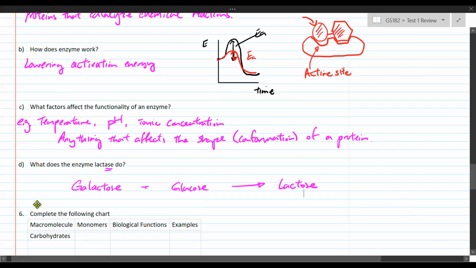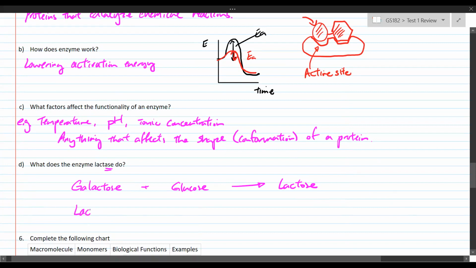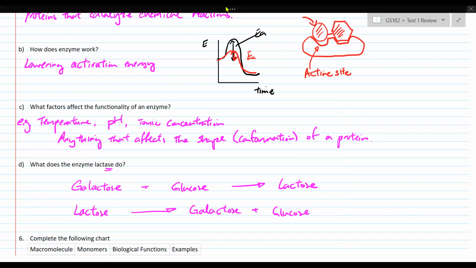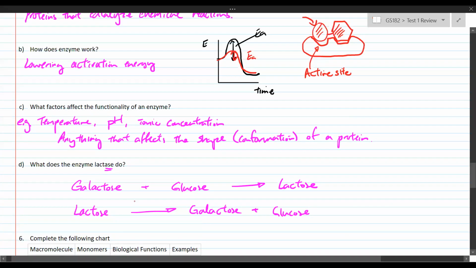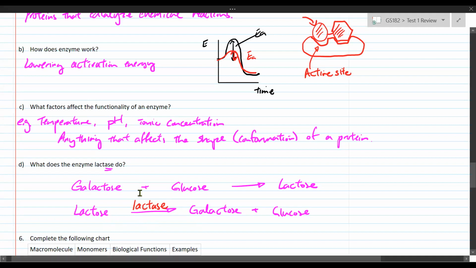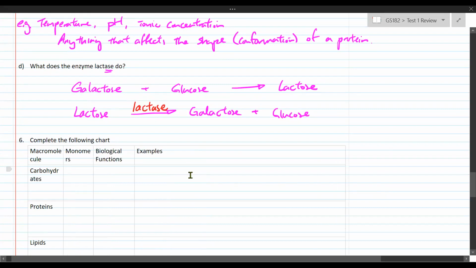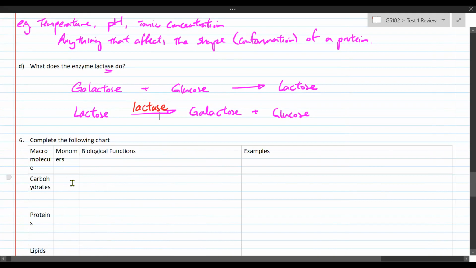Now, let's say you ingested some lactose, some dairy product. If you want to break it back down into galactose and glucose, you will need an enzyme to do that. And the enzyme is lactase. I told you about people who are lactose intolerant. They could buy lactase at the pharmacy and take the pills before they eat their ice cream. Artificial lactase. Okay. Hope that makes sense.